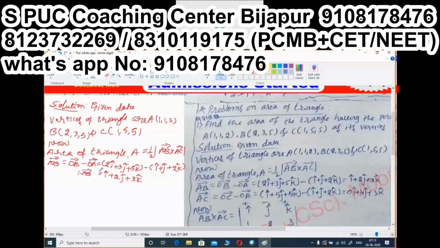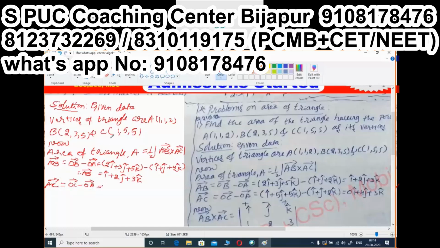Similarly, you have to carry out the same for AC. So AC vector is equal to, how are you going to find it? AC vector is equal to OC vector minus OA vector. Second point position vector minus first point position vector. So OC minus OA, you are going to do. So what about the OC?